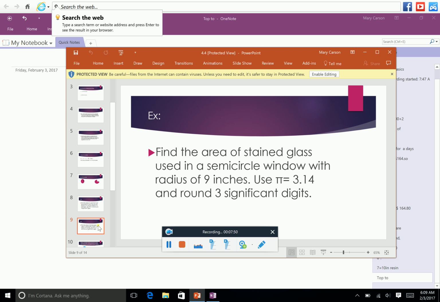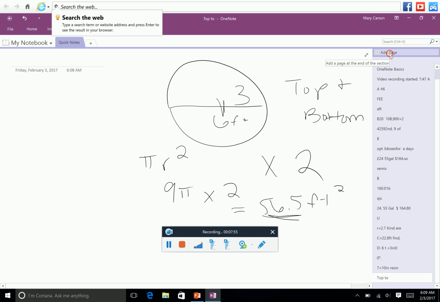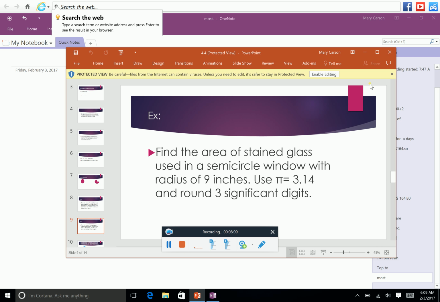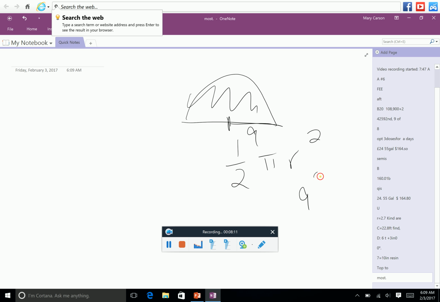All right, find the area of stained glass using a semicircle window of radius 9 inches. So we're talking about a semicircle. So how much of a circle is this? Well, this is half of a circle, right? And the radius was 9 inches. So we plug this in: 9 squared times pi times a half. So that's 81 pi times a half. And so you should end up with 127.23, and it said round to 3 significant digits, so it'll just be 127 inches squared.